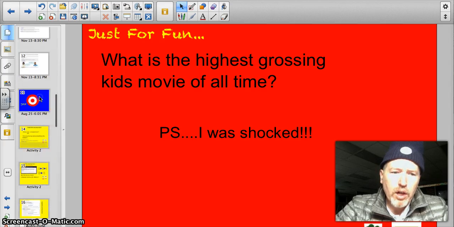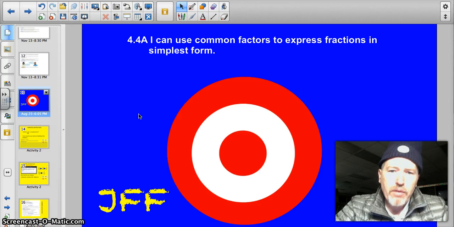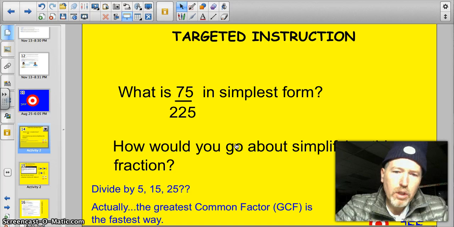Let's get back to our target, which officially for today is 4.4a. I can use common factors to express fractions in simplest form. Let's do this thing. All right, here we go. What is 75/225 in simplest form? Your question of the day. Even better, how would you go about simplifying this fraction?